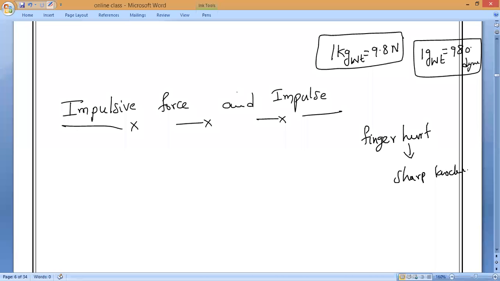Okay. So that is why, when we are knocking the door, we have to knock normally. If you knock sharply, within a fraction of a second like this, then definitely it will hurt. For example, see, you might all have experienced this.